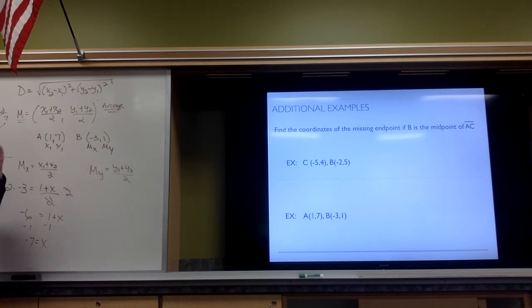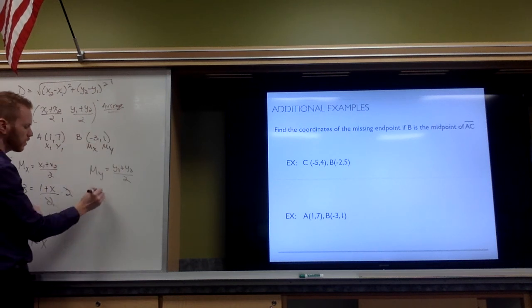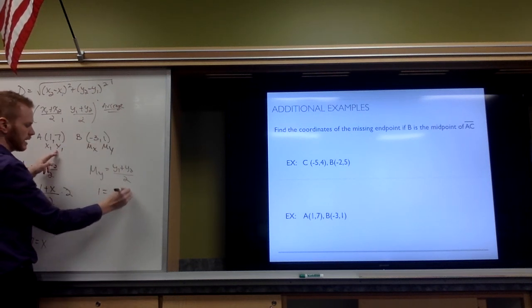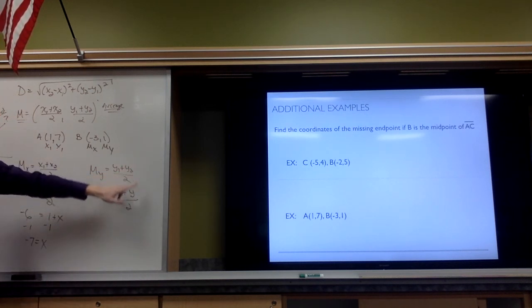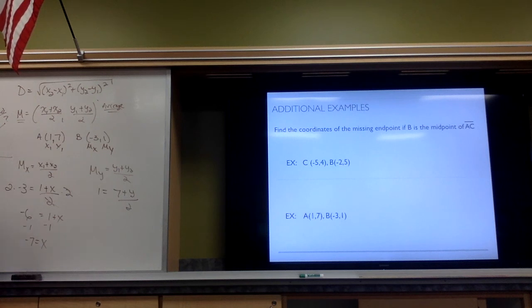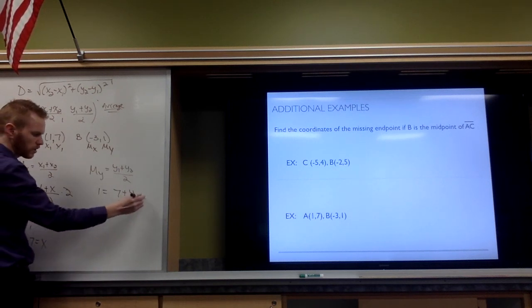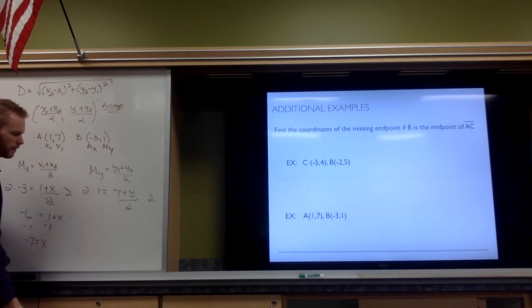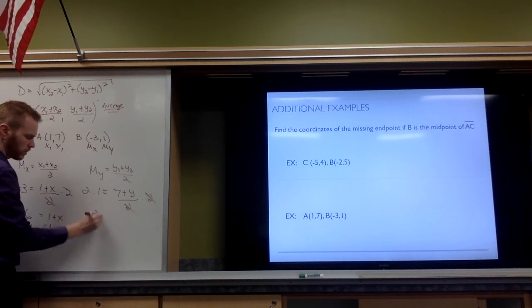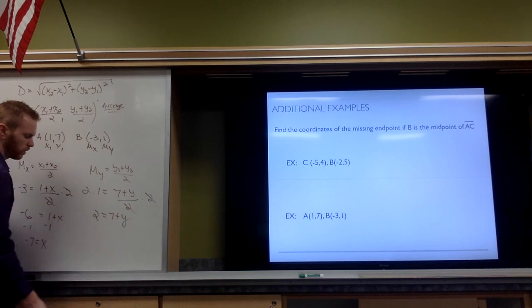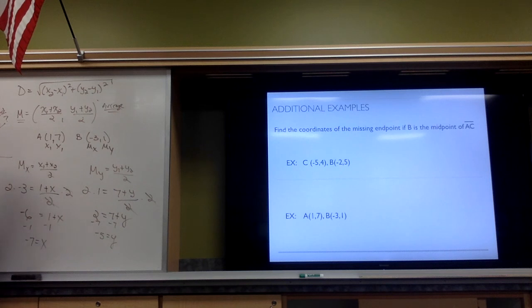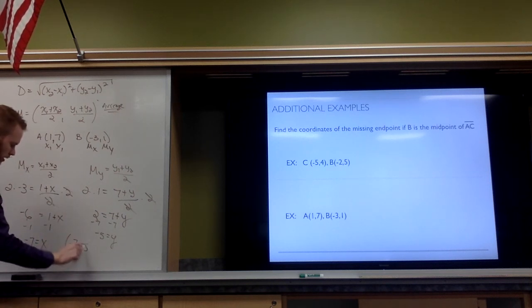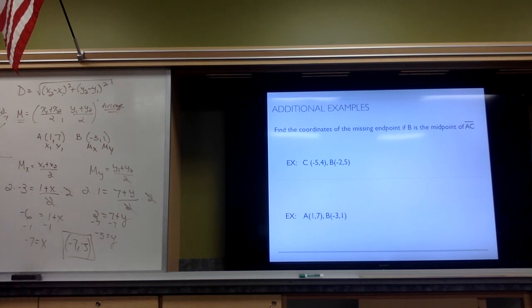Now, looking at the y's, I'm going to do the same thing. The midpoint of the y-coordinate is 1. This guy's a 7. I don't know y sub 2 yet. I'm trying to figure it out. But I'm not going to include the subscript because, once again, I don't want to confuse the calculation part. To get rid of the 2 here, if you're dividing, you want to multiply. Those guys are gone, so we get 2 equals 7 plus y. Subtract 7. -5 equals y. That's my missing y-coordinate. So then we get -7, -5 as my final answer.